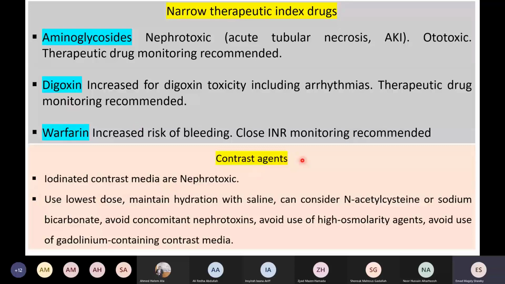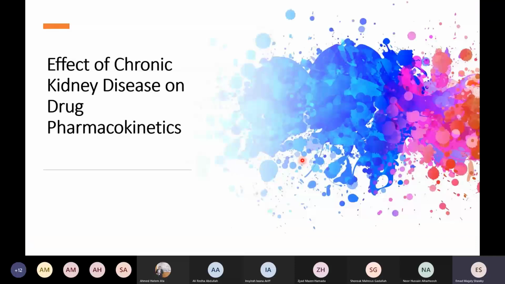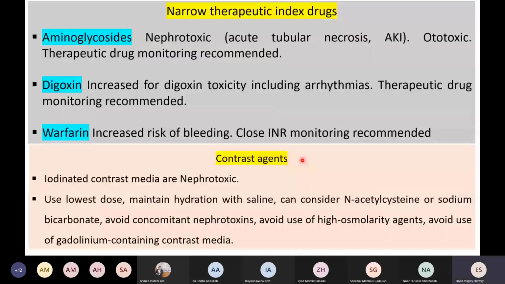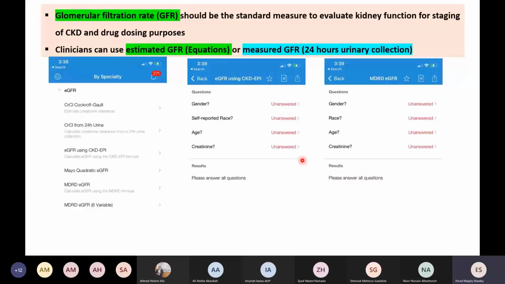This is based on how chronic kidney disease affects the pharmacokinetics of the drug. Dose adjustment according to renal function is very simple, and this is what we should know. This is a lesson for practice. We should know the GFR of the patient with chronic kidney disease before prescribing any drug, and it's very easy.